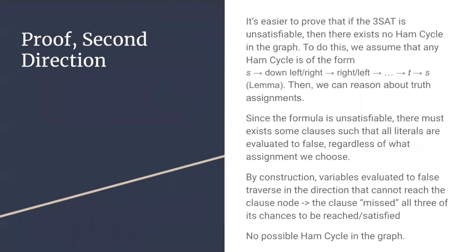In other words, the clause missed all three of its chances to be reached or satisfied. Hence, there is no possible Hamiltonian cycle in the graph, because we tested all the 2 to the n assignments, and it also has to be in this form, so we don't have to worry about the other stuff. One thing to keep in mind is that if you're proving the other direction, basically the yes instance of Hamiltonian cycle mapping to the yes instance of 3-SAT, you still have to prove this lemma, because the reason is similar. You cannot assume the input format of the Hamiltonian cycle you are given unless you prove it has to be in this form.